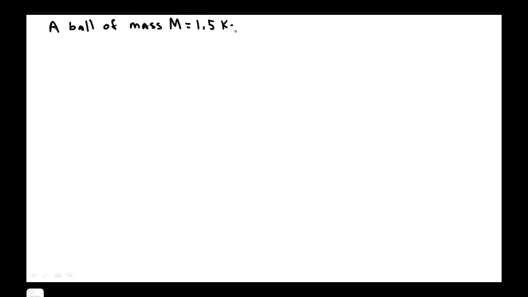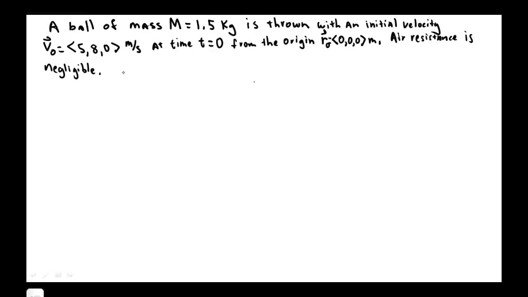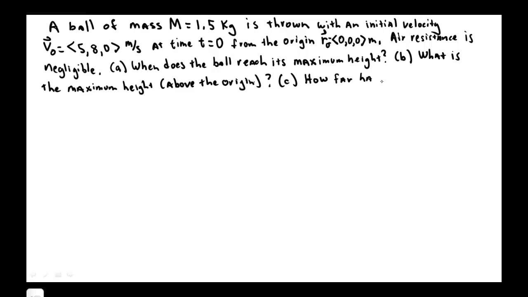Here's a typical projectile motion problem. A ball with mass 1.5 kilograms is thrown with an initial velocity vector as shown at time t equals 0 seconds from the origin. Air resistance is negligible. A. When does the ball reach its maximum height? B. What is the maximum height above the origin? C. How far has the ball traveled horizontally from the origin when the ball is at its maximum height?